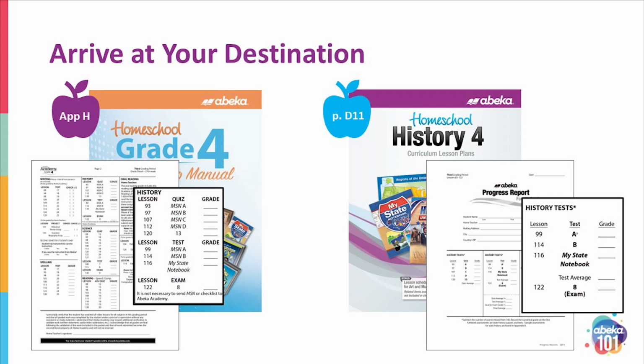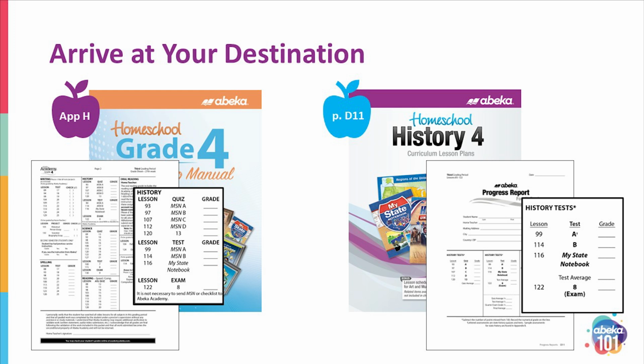And you know, Amy, when we talk about 30 lessons, you may say, yeah, that's a lot of lessons. Yes, especially if you're in the ABA program. So as we're completing the destination and it's time to grade the My State notebook, you're going to grade based on the directions that you gave your child to follow and the expectations, but there is a grading form in Appendix H in the video manual, on page D11 of the homeschool curriculum lesson plans, that can be a real guide for you as the parent.